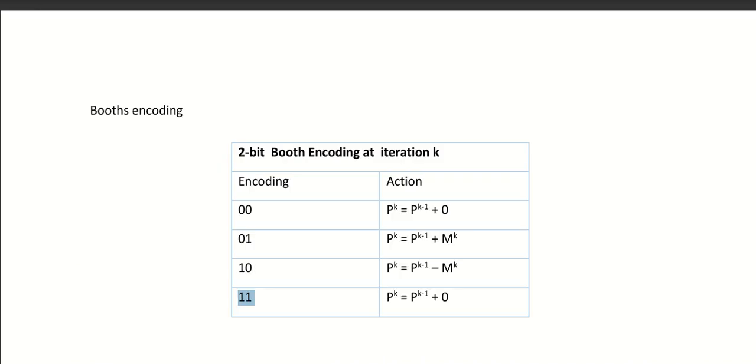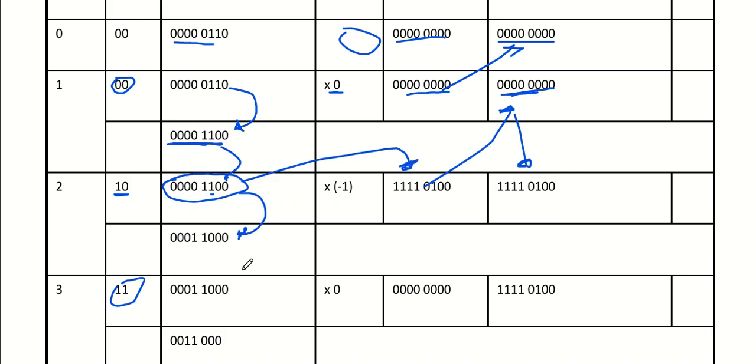Booth encoding says for 1 1 we should not do anything. So we should just add 0. That's what you see. We don't do anything, right? Our product register remains the same. But after every cycle, shift left once, and that's what you see.